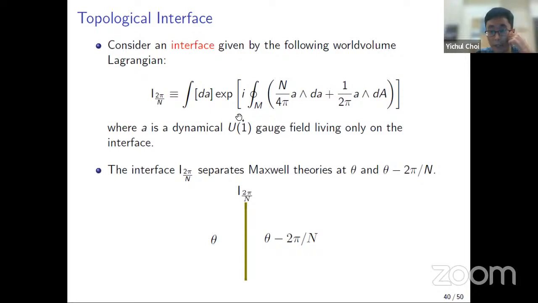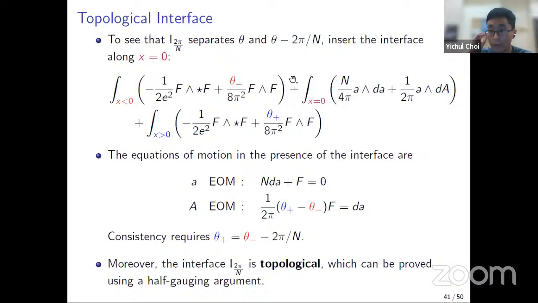So this interface I_{2π/n} is defined by the U(1)_n Chern-Simons theory, again, living on the interface coupled to the bulk electromagnetic field. And I claim that this interface I_{2π/n} separates two Maxwell theories where the theta angles on the two sides differ by minus 2π/n. So to check this, we can do something similar to what we did in the neutral pion example. So I'm going to insert this interface I_{2π/n} along this x equals zero locus. And to the left of the interface, I have the Maxwell theory at theta equals theta minus. And to the right of the interface, I have, again, the Maxwell theory at theta equals theta plus.